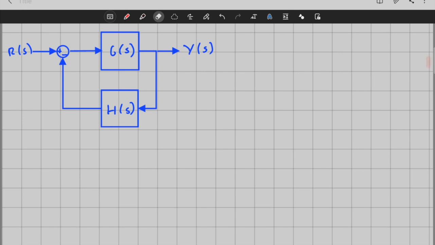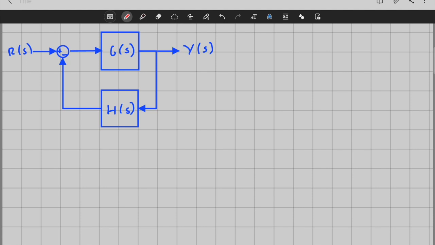In a typical feedback loop, we have a structure like this. We have a reference signal R(t) and an output signal Y(s). We have G(s), which is in the upper part of the feedback diagram, and in the feedback loop, we have H(s). That's it. So what is error?